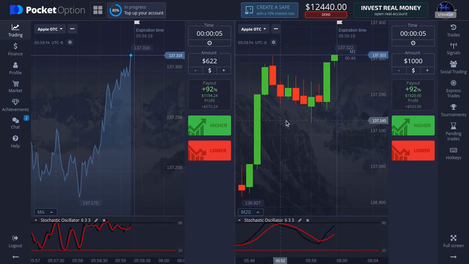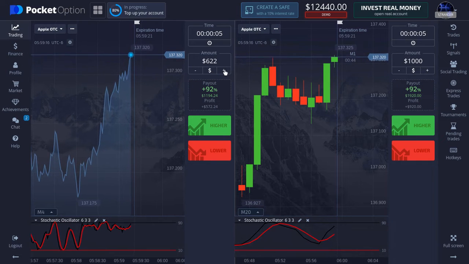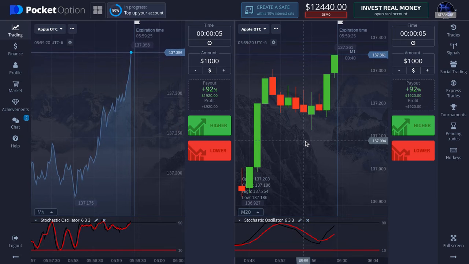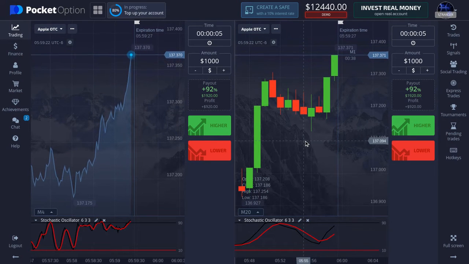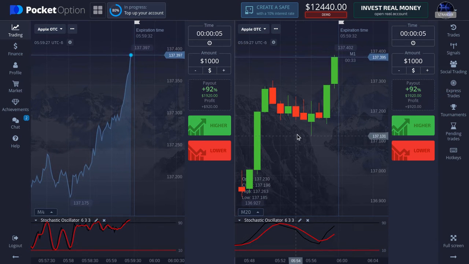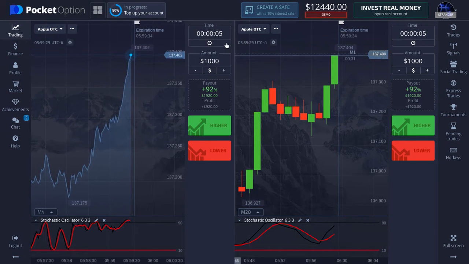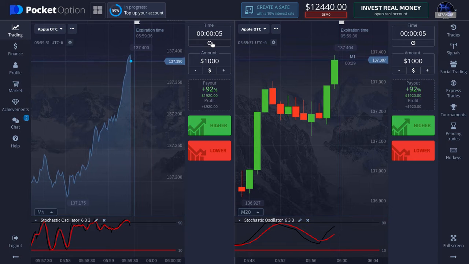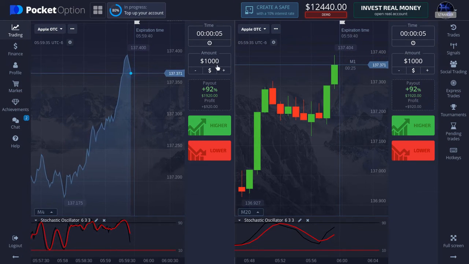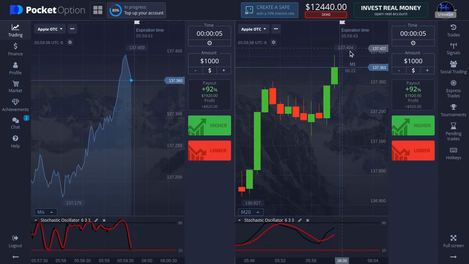So let's just get started here and find us a chart that's moving the way we would like. So another thing to watch out for is your time frame. Make sure it's not on the digital. Make sure it's on the quick trading. How much money you're trading.